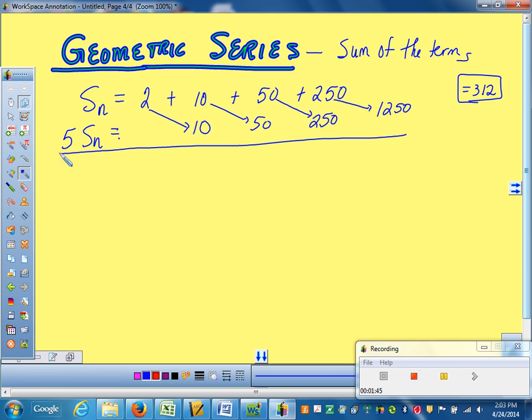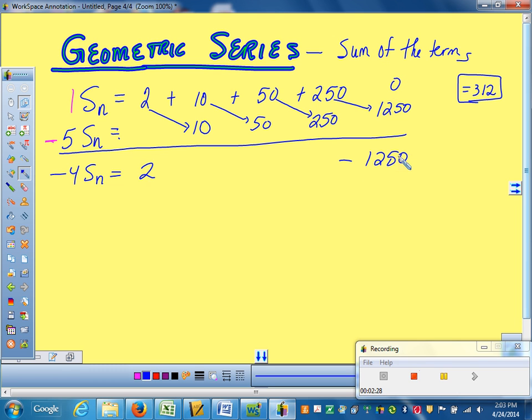Now, this time I want to subtract them instead of add them. What is 1 sum minus 5 sums? Negative 4 sums, yes. Now, you're subtracting. 2 minus nothing below it is 2. 10 minus 10, gone. 50 minus 50, 0, that's gone. 250 minus 250, that's gone. What do I do with the 1250? It's like 0 minus 1250, so there would be a minus 1250 out here.